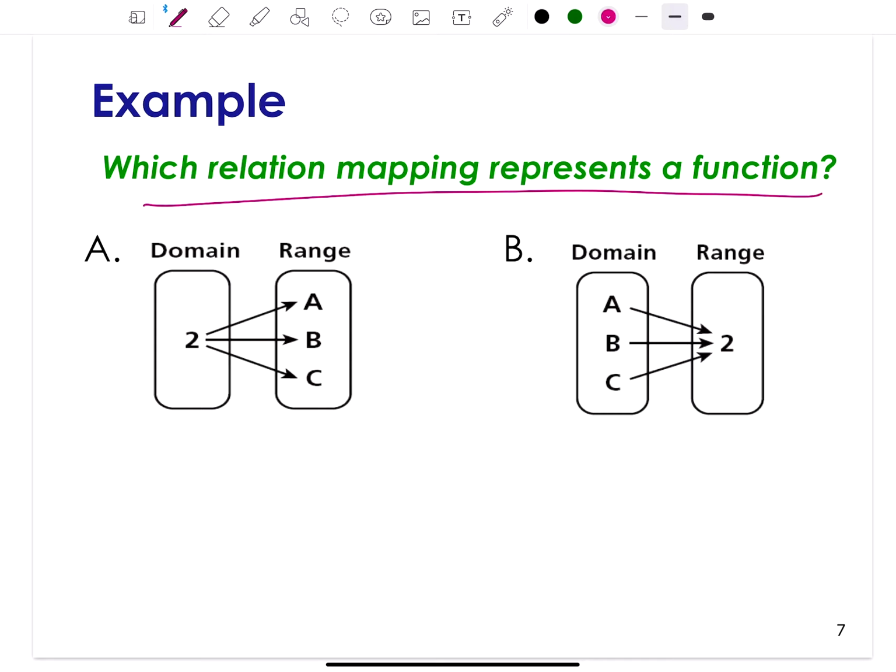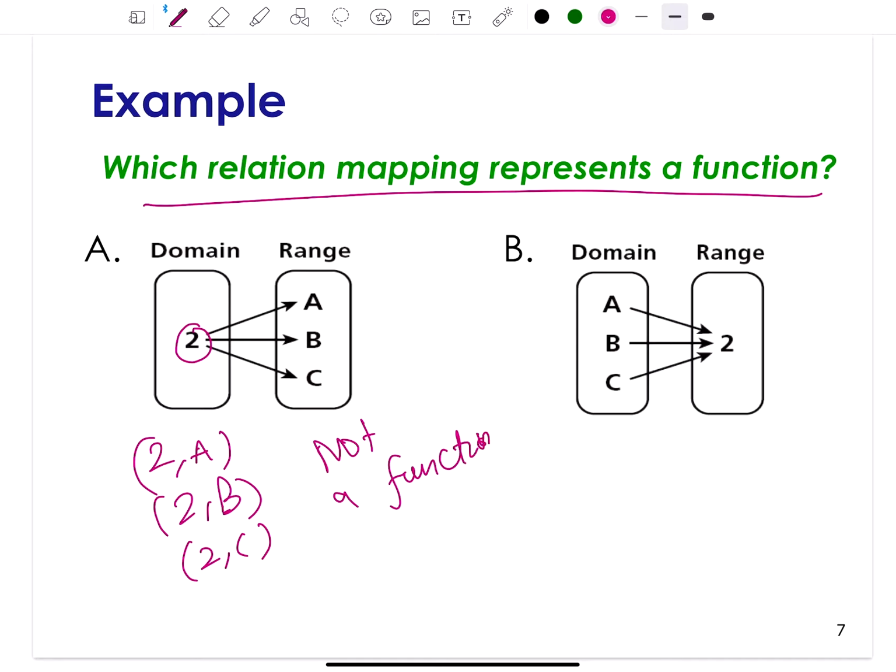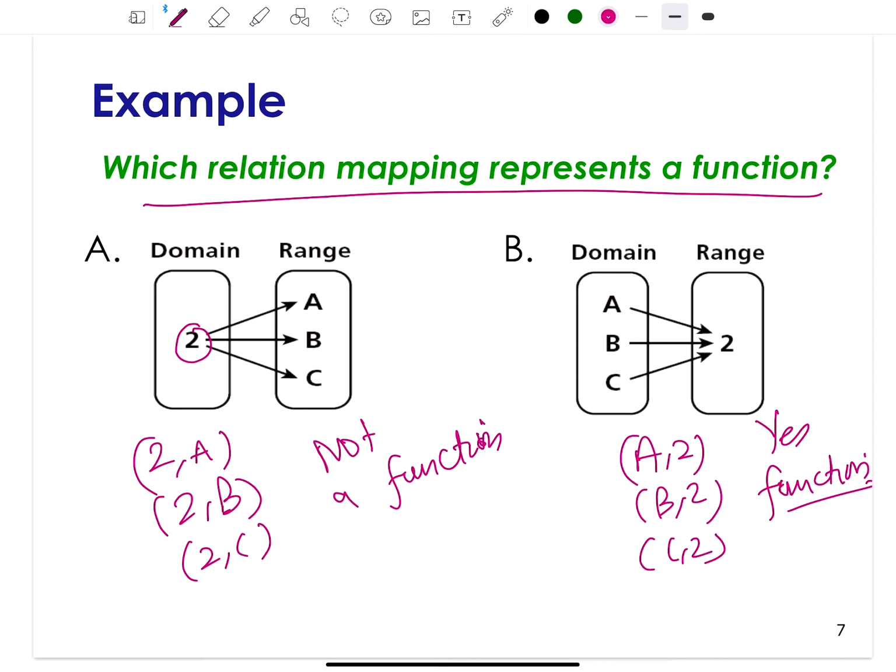Which relation mapping represents a function? The first one is in trouble because the elements in the first one are 2a, 2b, and 2c. And that's not okay because my input values are repeating. So this is not a function. And in the second one, my elements are a2, b2, c2, which is okay. So the second one is yes, a function. The first one is not a function. Output values can repeat, but the input values cannot repeat.